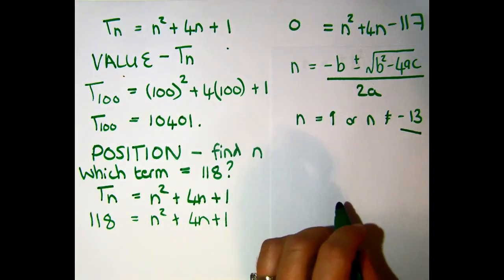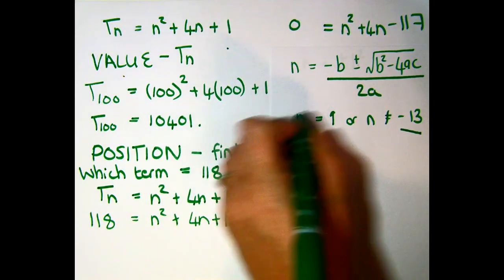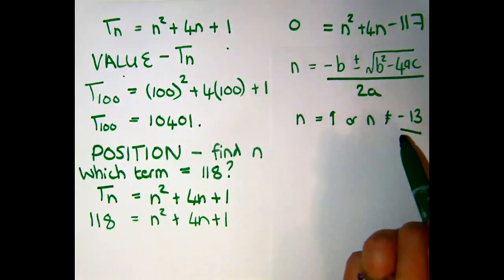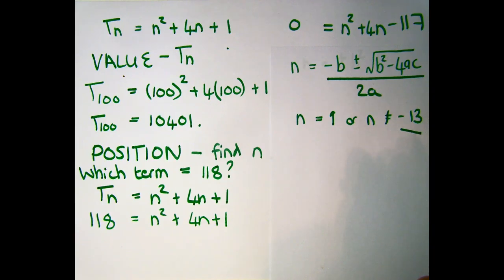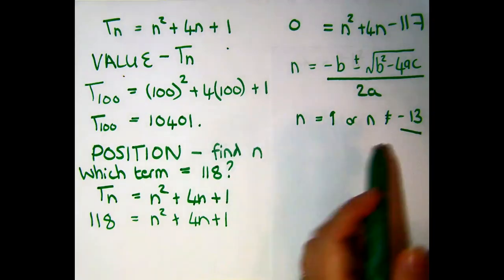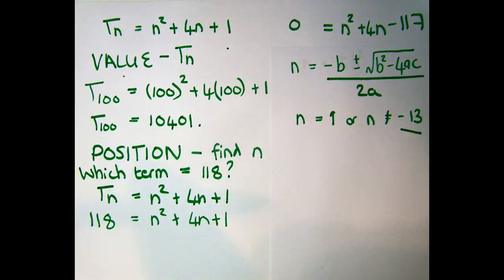So what we do know is that it's the 9th term. That is our answer. This is a theoretical answer. It's a mathematically possible answer, if it wasn't for the fact that it is now actually a number pattern. So number patterns can't have ends that are negative or numbers that are not whole numbers.